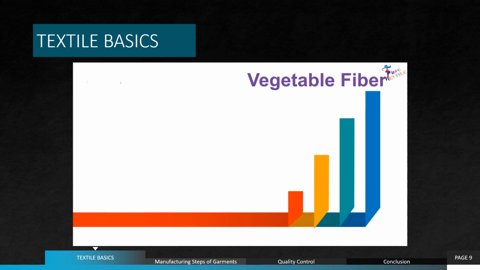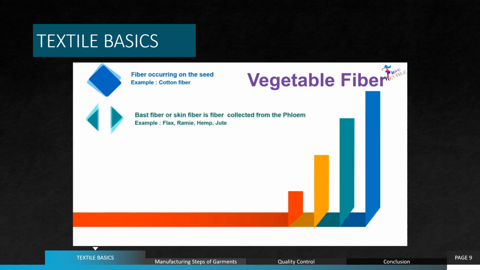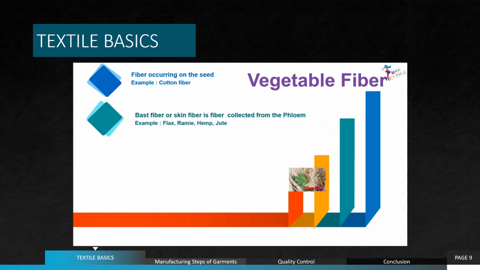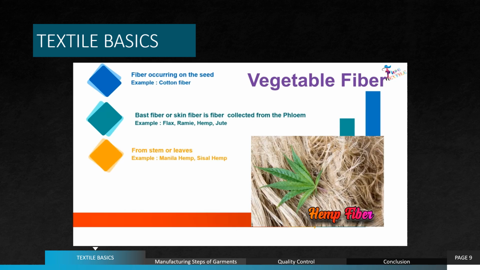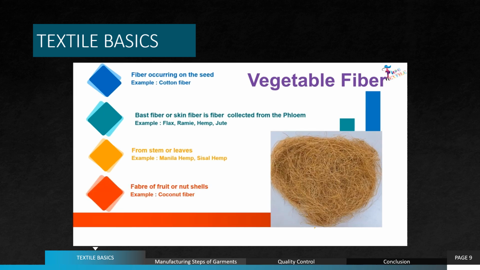Vegetable fibers are classified as fiber occurring on the seed, such as cotton fiber. Bast fiber or skin fiber is fiber collected from the phloem, like flax, ramie, hemp, jute. Tendon fiber from stem or leaves, such as Manila hemp, sisal hemp, etc. Fiber of fruit or nut shells, such as coconut fiber.